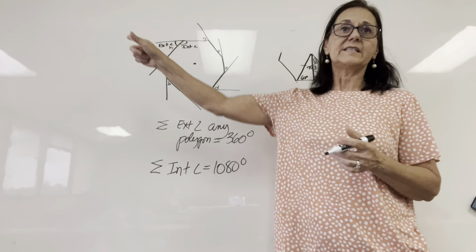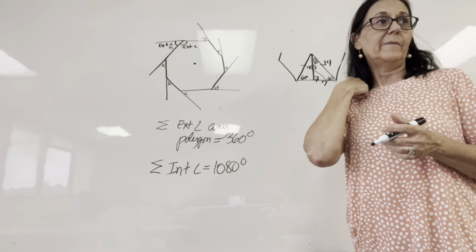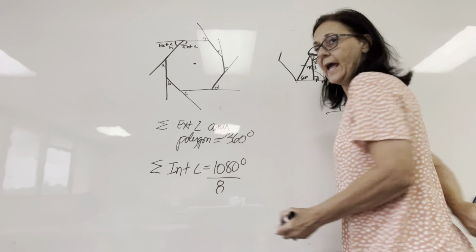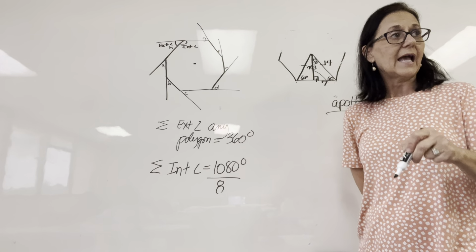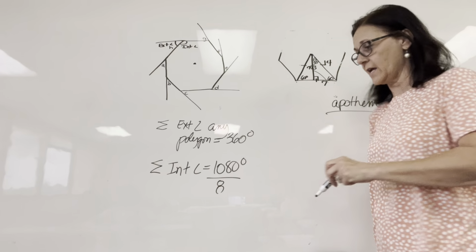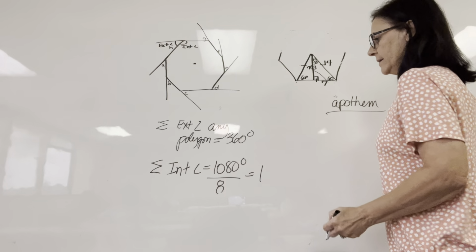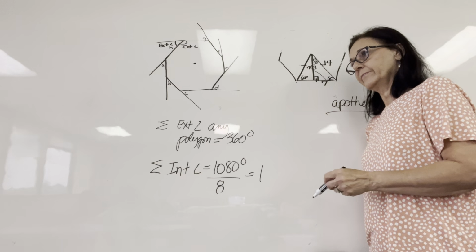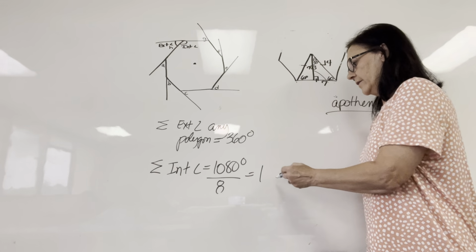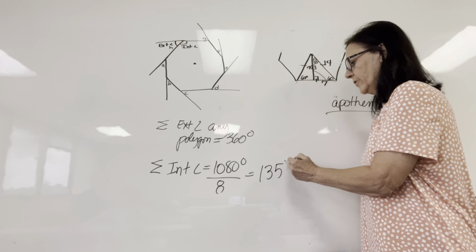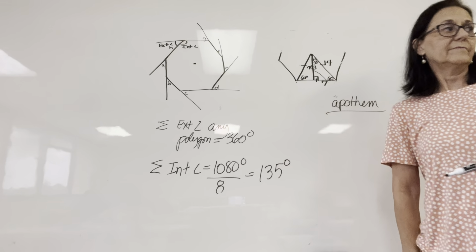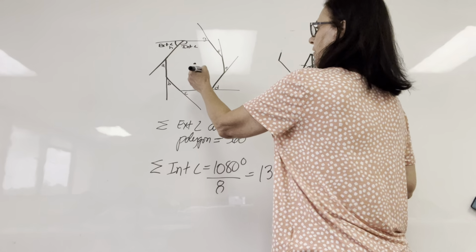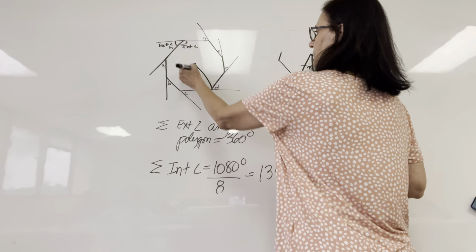What would one of the interior angles be? It would be 1080 divided by 8, because there are 8 angles, 8 sides, 8 angles. Vertices equals the number of sides. So what, that's 1, leaving me 28. 3, 135 degrees. Did I do that right? So an interior angle would be 135 degrees.